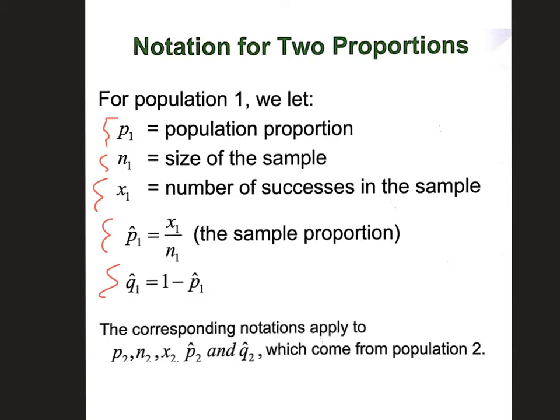The corresponding notations also apply. P is the population proportion. N is the sample size of the whole thing. X2 is the number of successes in sample 2. P hat 2, the sample proportion from sample 2. So if it has a 2, it's from sample 2. If it has a 1, it's from sample 1. Everything else means the exact same thing it has the whole entire year. We just have 1 and 2 to tell you what sample they're from.